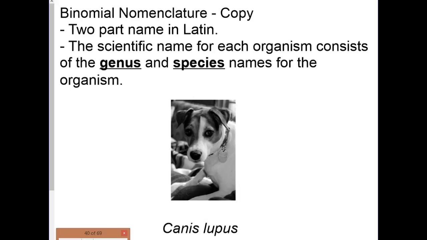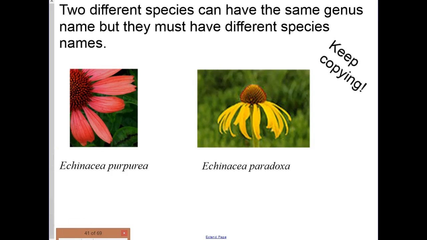When you write out a genus and species name, there are rules to writing out the name. So you can have a similar genus name, but you can never get a duplicated species name. There are many types of echinacea, but only one species of purpurea, which is known as the pink form of echinacea.